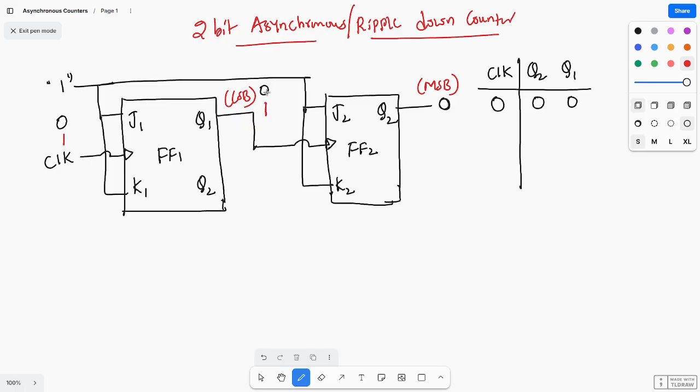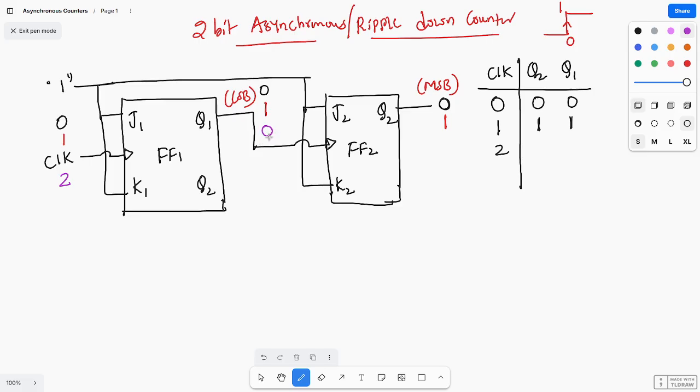As this toggles from 0 to 1, this is the passage of clock, meaning it should trigger from 0 to 1. So this will also toggle, and it becomes 1 1 at the first clock pulse. Next, at the second clock pulse, we'll see. Again the LSB will toggle, as it always toggles for every clock edge, from 1 to 0.